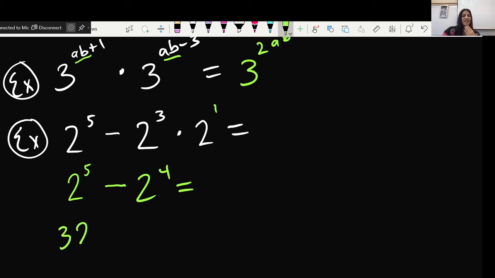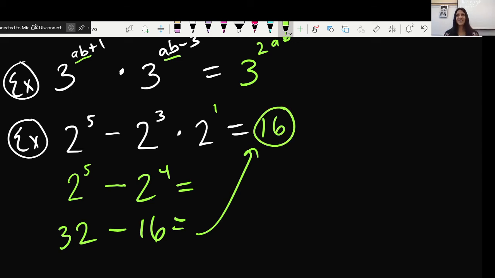So this is 32 minus what's 2 to the 4 again? So after all that, what's our answer? Yeah, do you see that after all that, the answer just works out to 16? So here's the tricky part. If you have a plus or a minus sign in between them, even if they have the same base, yeah, we have to bring it down to a number. We can't apply exponent laws in that situation.